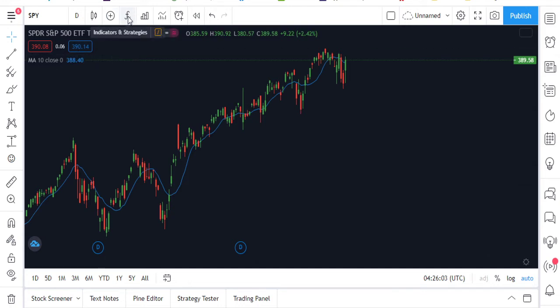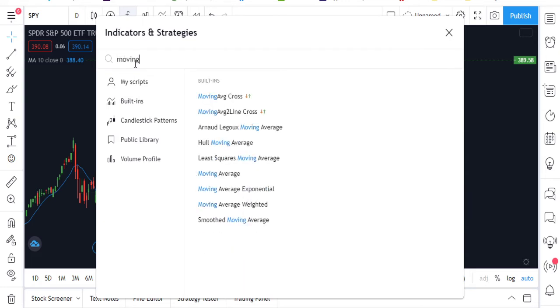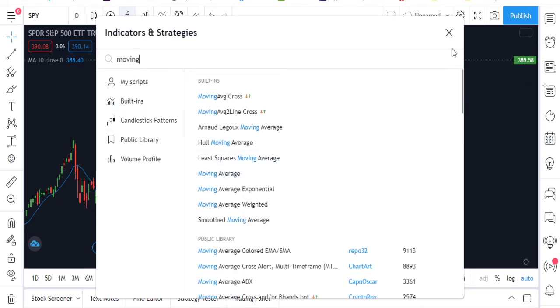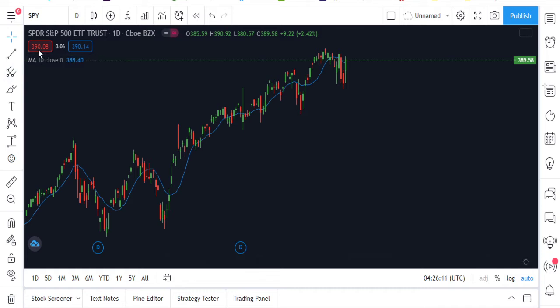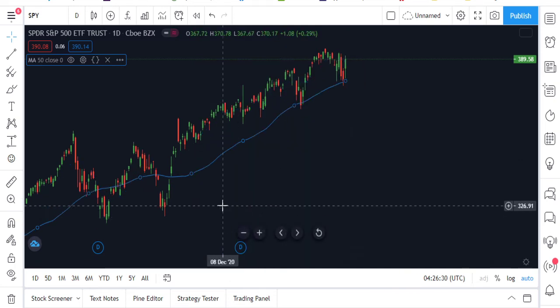So if you click on the top here, it says indicators and strategies. Type in moving, and you go to moving average. I already have it on here. It's right here. If you go to settings, you can change the time frame, so this would be like a 10-day time frame, where you can go 15, or you can go 50, or a 100-day moving average. But let's just go to 50 and let's see what it looks like.